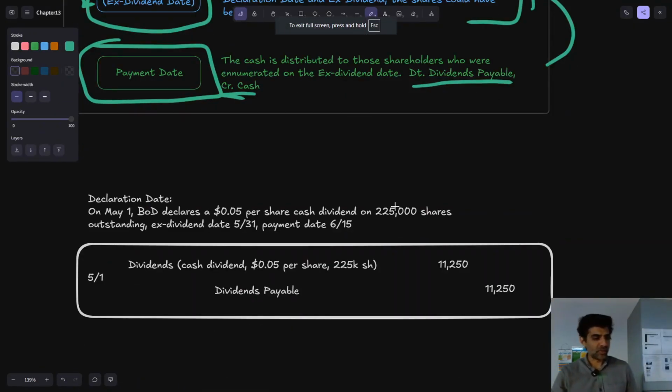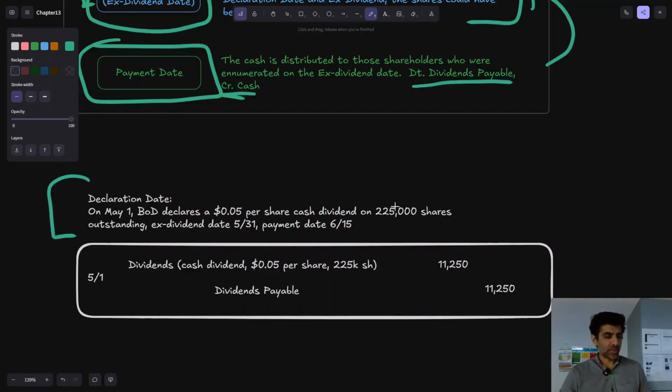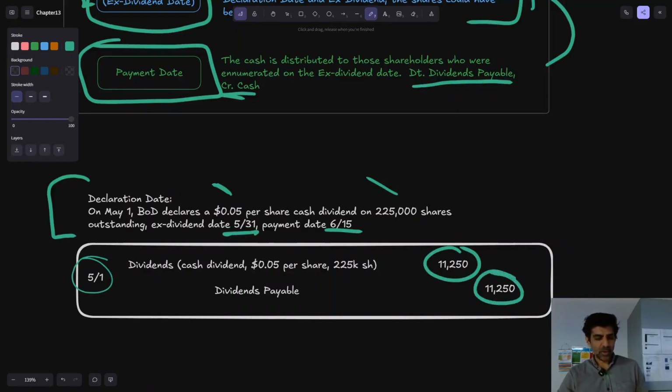Just to reemphasize, the journal entries on the declaration date: they declared a dividend of 5 cents per share, with 225 shares outstanding. You're also going to say when the ex-dividend date is and when the payment date is. On the declaration date, you account for the dividend by recording the dividend payable. The way we got this is 5 cents times the number of shares outstanding. That's where that number is coming from.